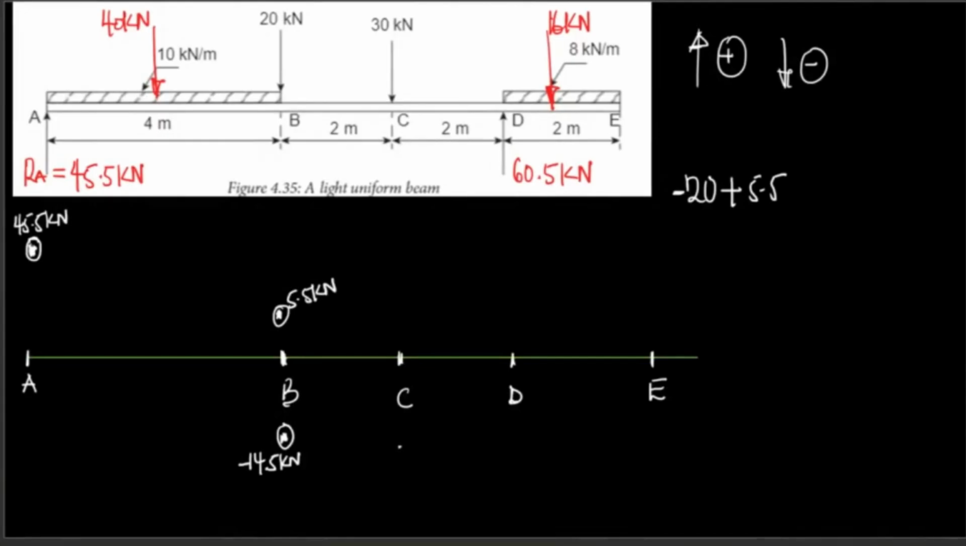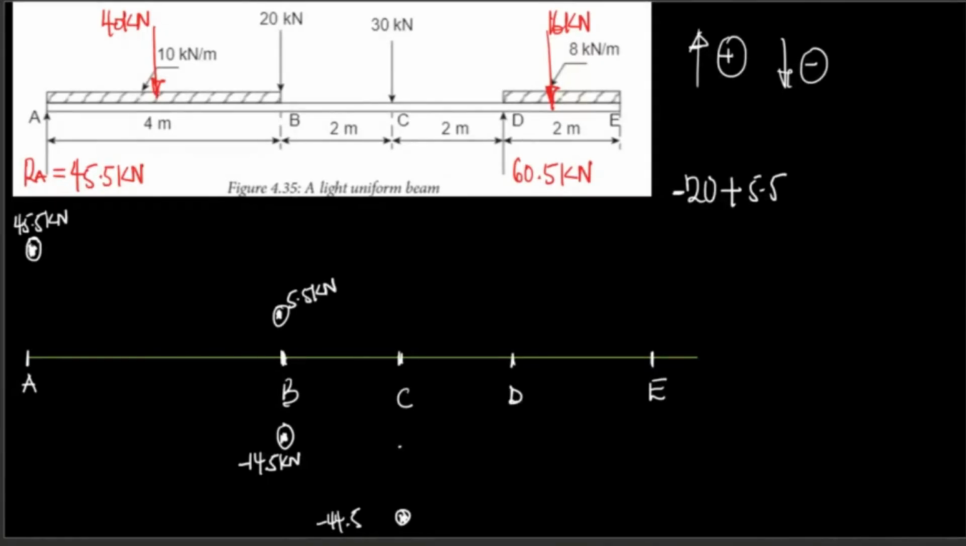So at this point here on C, we have 30 kilonewtons facing down. So it's going to be minus 30 minus 14.5. It's going to give us what? Minus 44.5.